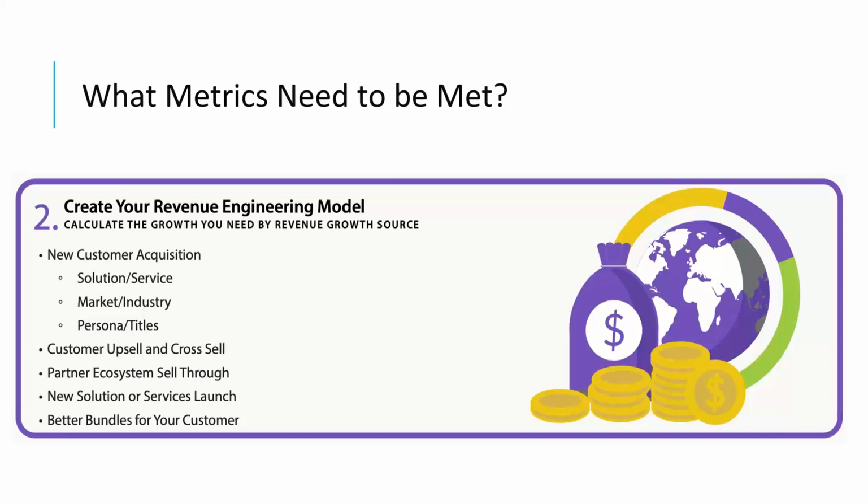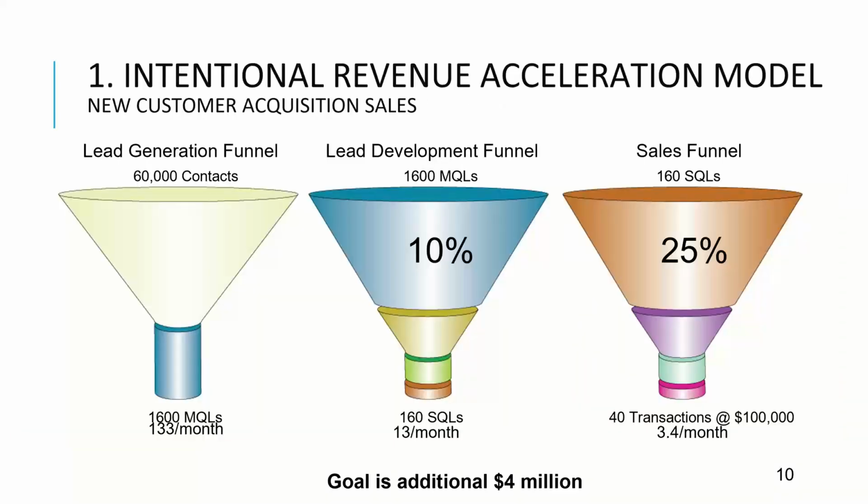A fourth area that we look at as far as engineering your revenue outcomes is new solutions, new services you're going to bring to market, and then finally, maybe better bundles. So here's what we look at in many cases when we talk about engineering revenue growth in your playbook. Here's a great example. If you wanted to actually engineer new customer acquisitions and your typical transaction or new opportunity value is $100,000, well, pretty simply, we need 40 of those this year.